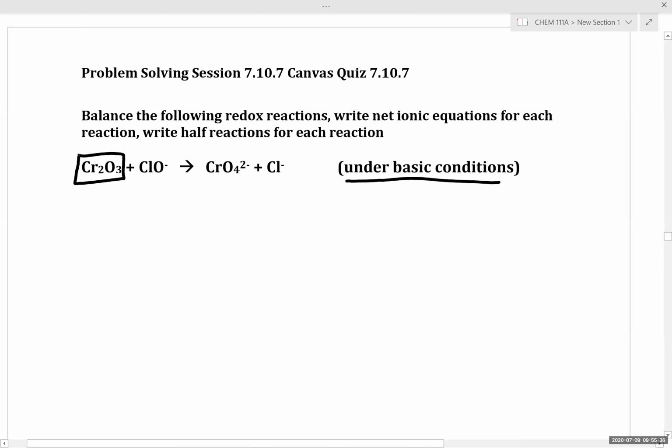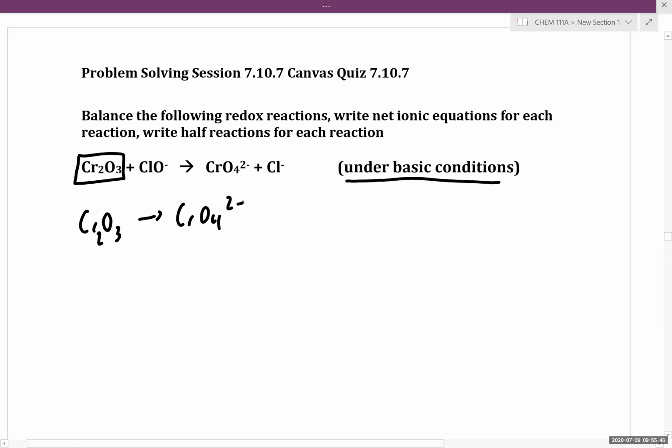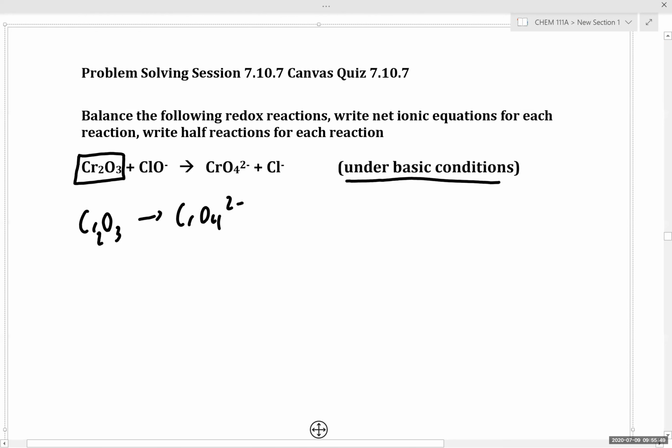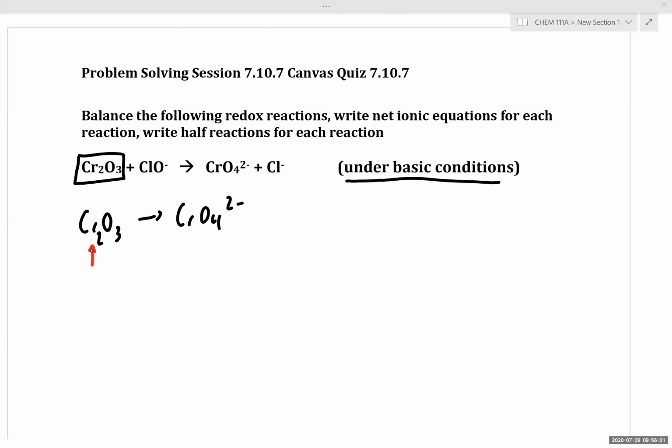Okay, so let's discuss. So first and foremost, let's write out all of the chemical species that contain chromium. Next, we're going to assign oxidation numbers. So what is the oxidation number of chromium in the following chromium oxide? What is the oxidation number? 3, yep, plus 3, yep.